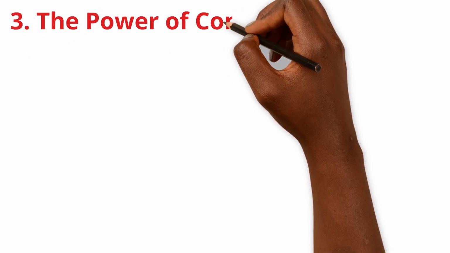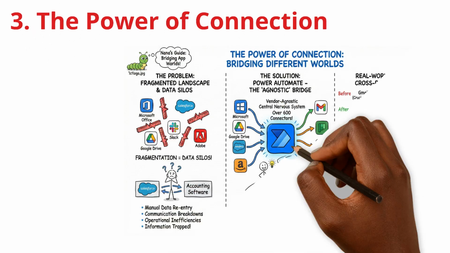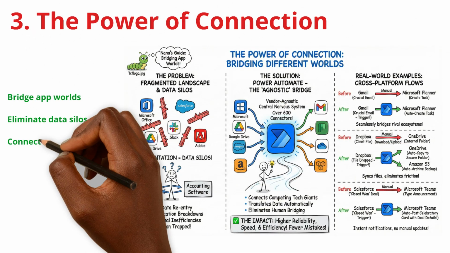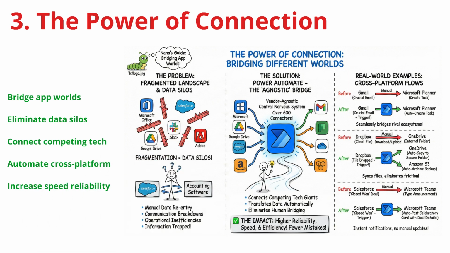The problem today is our fragmented landscape, which creates data silos. Information is trapped between competing apps like Microsoft Office, Salesforce, and Google Drive. This leads to manual data reentry, communication breakdowns, and operational inefficiencies. The solution is Power Automate, the vendor-agnostic bridge. With over 600 connectors, it acts as a central nervous system connecting competing tech giants and translating data automatically, effectively eliminating the need for human bridging.